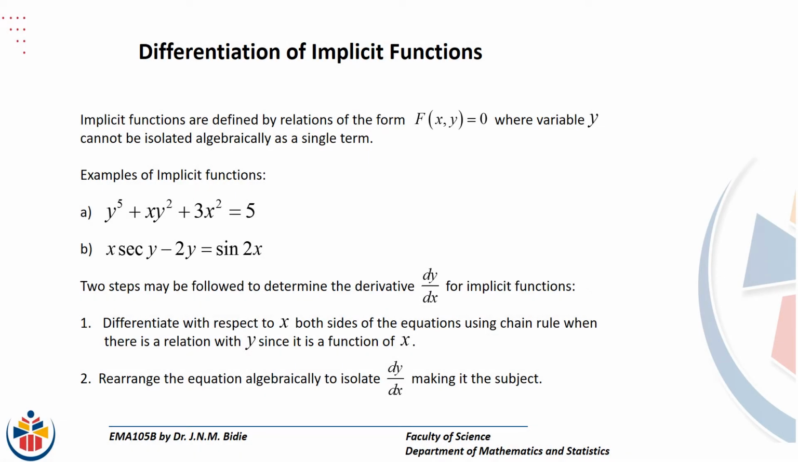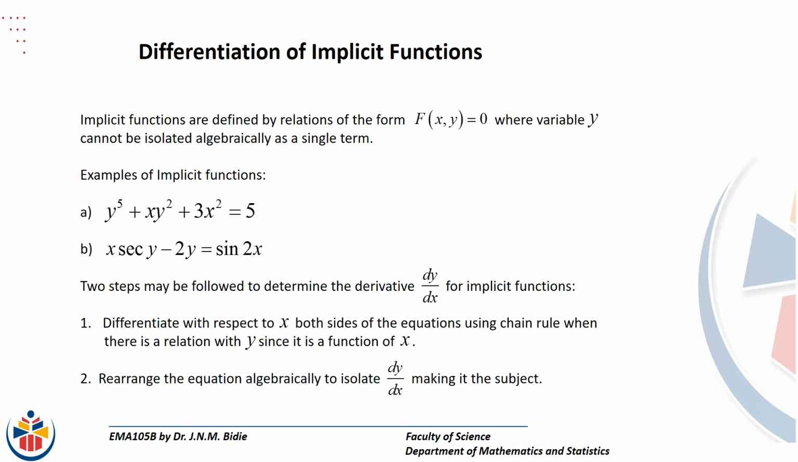Differentiation of implicit functions. Implicit functions are defined by relations of the form f of x, y equal to 0, where the variable y cannot be isolated algebraically as a single term. I've given you a few examples, two to be precise, where y cannot be explicitly isolated from the algebraic function.